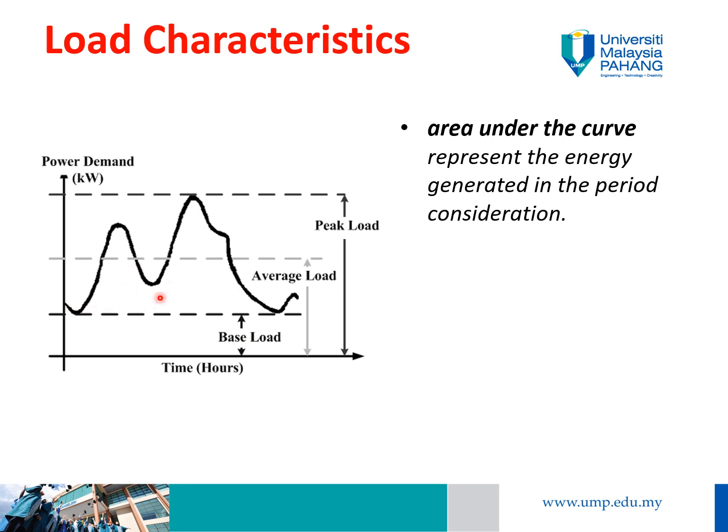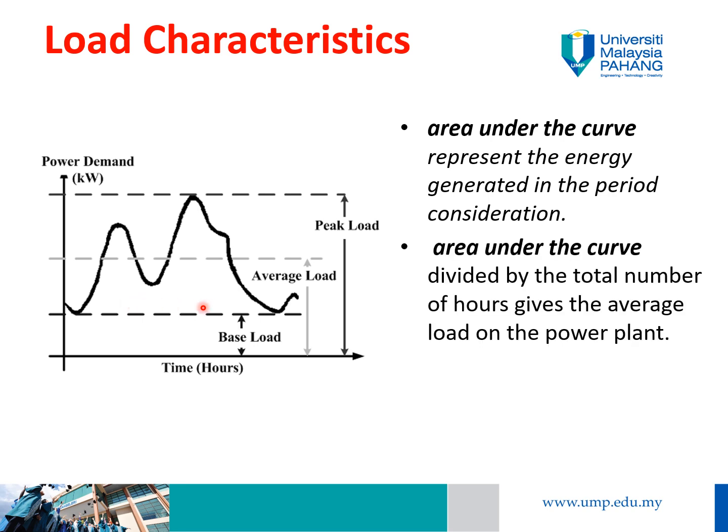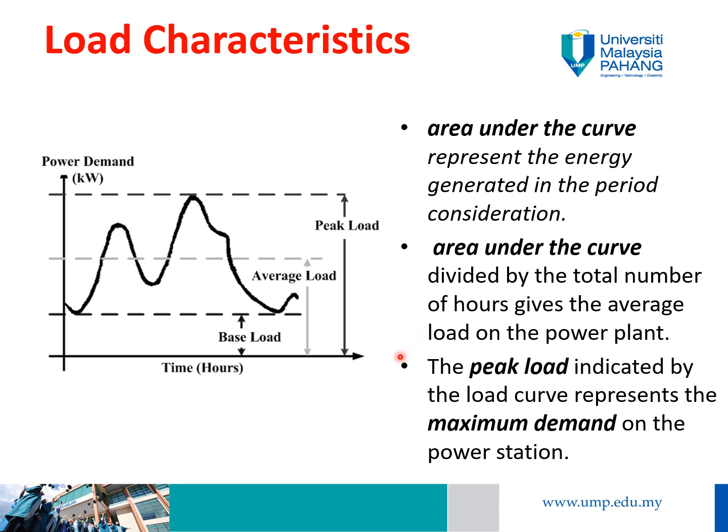The area under the curve represents the energy generated in the period under consideration, which is in watt hour, kilowatt hour or megawatt hour. The area under the curve divided by the total number of hours gives the average load on the power plant. And the peak load indicated by the load curve represents the maximum demand on the power plant.